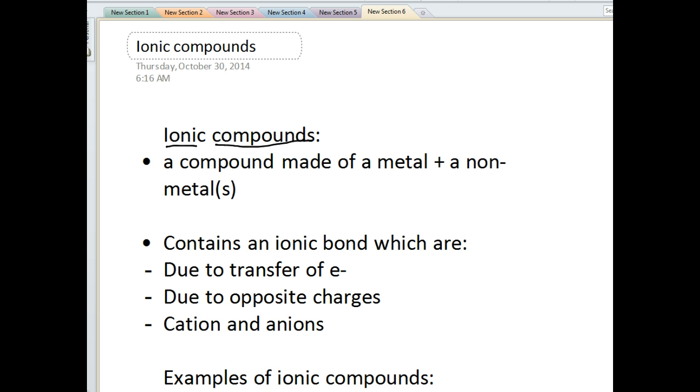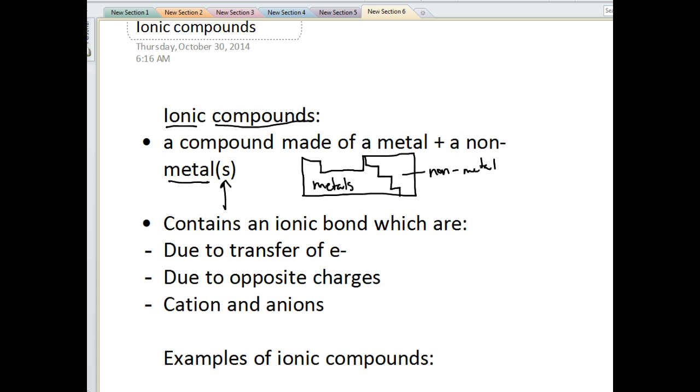An ionic compound could be defined as a compound made of a metal plus a nonmetal, or nonmetals. A quick little reminder, if I draw a rough periodic table here, with that stair-step line right there, our metals are located over here, including those transition metals, and our nonmetals are located over here. Anytime we put these types of elements together, if it's got a metal in it and a nonmetal, or nonmetals, more than one, there's a good chance we have an ionic compound going on.